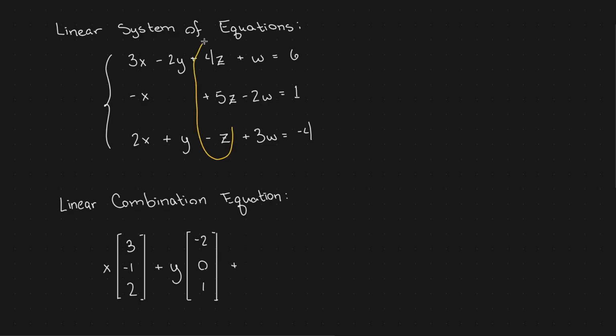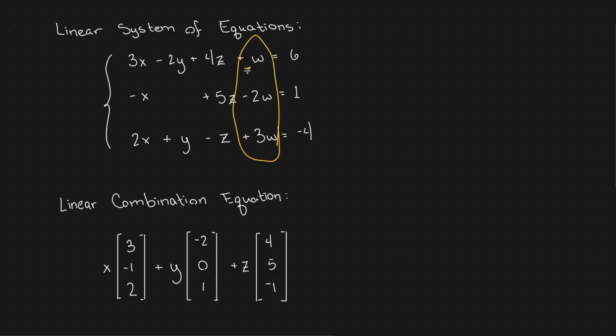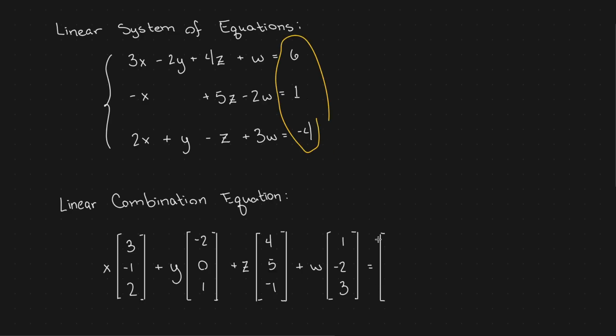Plus, now for z, my coefficients are 4, 5, -1. So plus z times vector 4, 5, -1. And for variable w, my coefficients are 1, -2, 3. So plus w times the vector 1, -2, 3. And that is equal to what's on the other side of these equations, 6, 1, -4. So we'll have the vector 6, 1, -4.